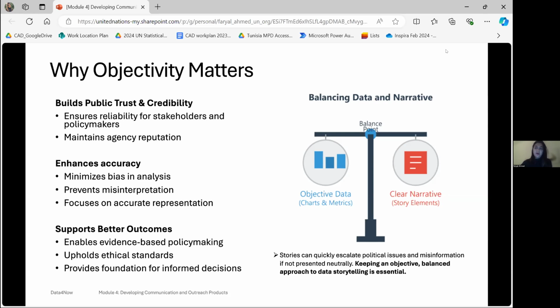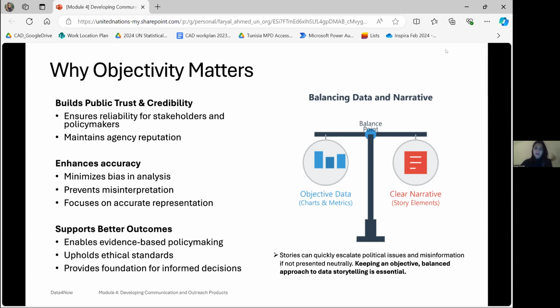Then it supports better outcomes. The information we present in simple ways has a high likelihood of being picked up by users. And this is where we have to be very careful because of the increased uptake of information through the simplified data stories that we put together. So that's a key point.